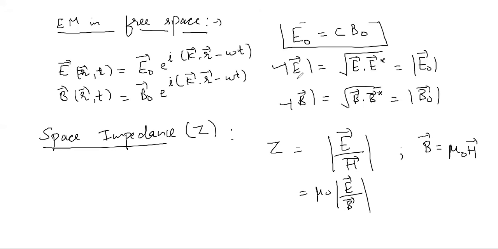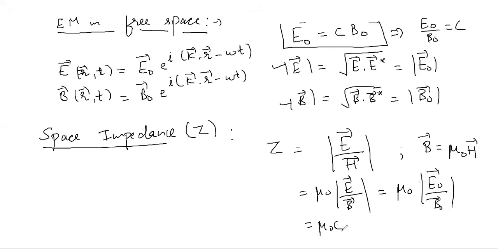Now from here, if I want to put the value of modulus of E and modulus of B, this is nothing but modulus of E naught over modulus of B naught. Because this exponential term, whenever you take the complex conjugate, plus and minus will cancel each other out. We derived this expression. So from here, we can say that E naught upon B naught is equal to C, right? So that means I can write this as mu naught times C here.